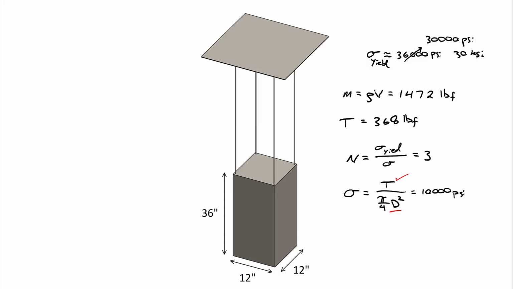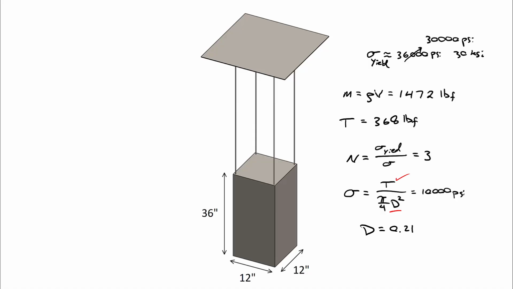Got it. Thanks for clarifying. So we're keeping it simple. Each rod is carrying 368 pounds, and we want the stress to be 10,000 psi. So we have the equation, 368 pounds divided by the cross-sectional area is equal to 10,000 psi. The area is pi times the diameter squared divided by 4. When we solve that equation, the diameter comes out to be about 0.216 inches, which is roughly a little under a quarter of an inch. So that's the diameter you need.